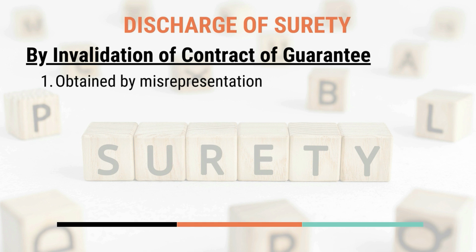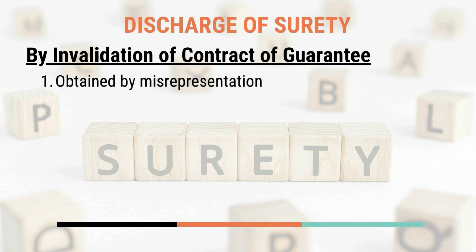Number one, if it is obtained by misrepresentation. In case any contract existing between debtors and creditors, creditors and surety, debtors and surety is obtained by misrepresentation, by twisting the facts, just touching the raw figures or not telling it in a righteous manner, in that case, if the consent of the surety is obtained by misrepresentation, then later on if the surety comes to know about the real picture, he can claim withdrawal from the contract, and the withdrawal will be very much legal and legitimate.